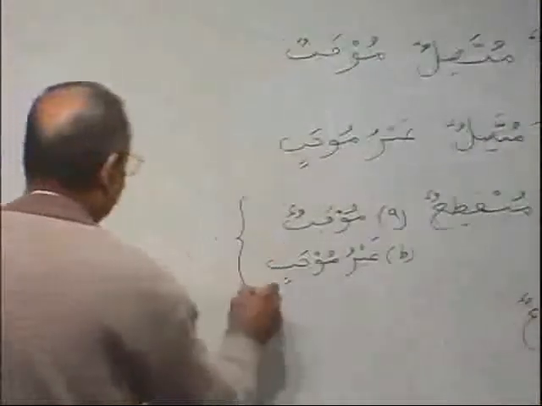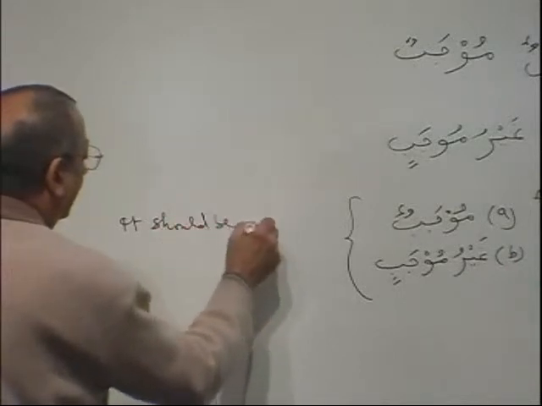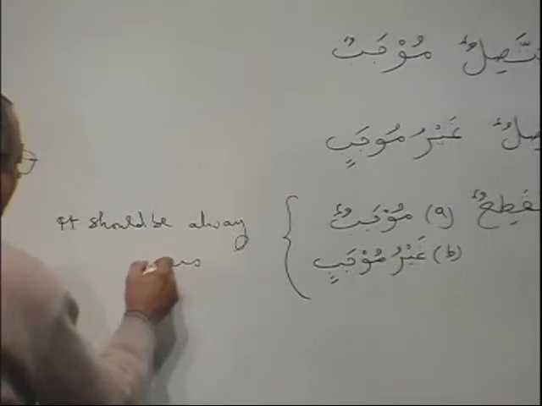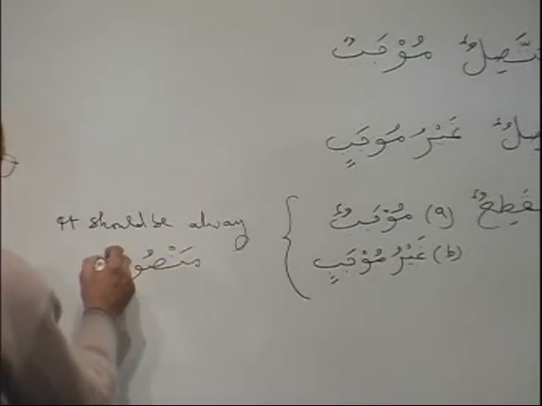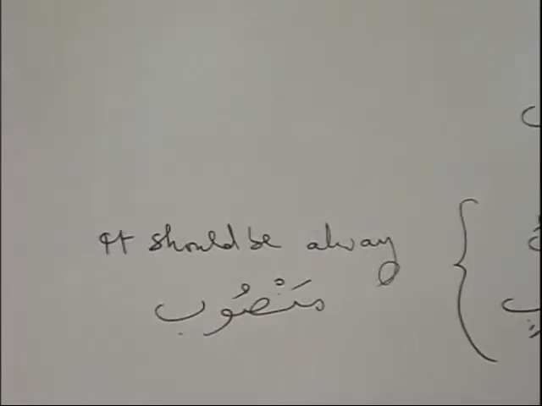Al-mustasna after illa. In the istasna munkati', brother and sister, the mustasna is always mansub. What is it? Always mansub. The doctor sahib has started with munkati. Now, where is munkati here? What should be mansub? Mustasna. It should always be mansub. Fine.